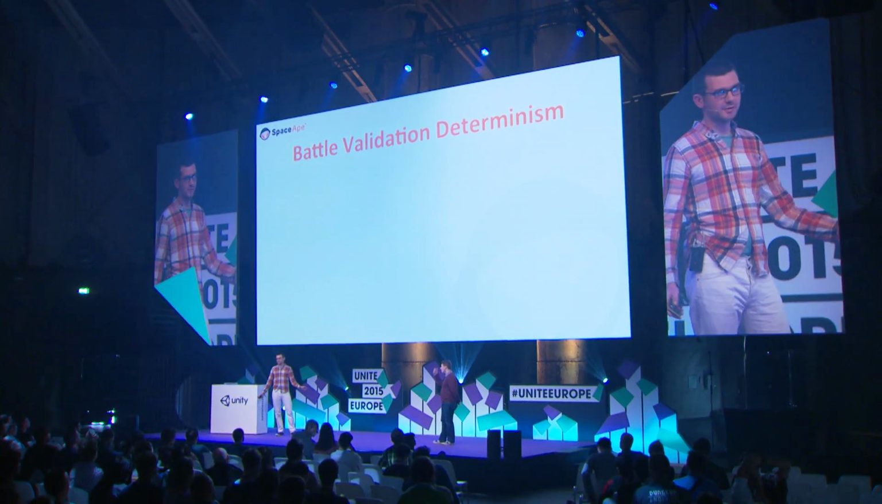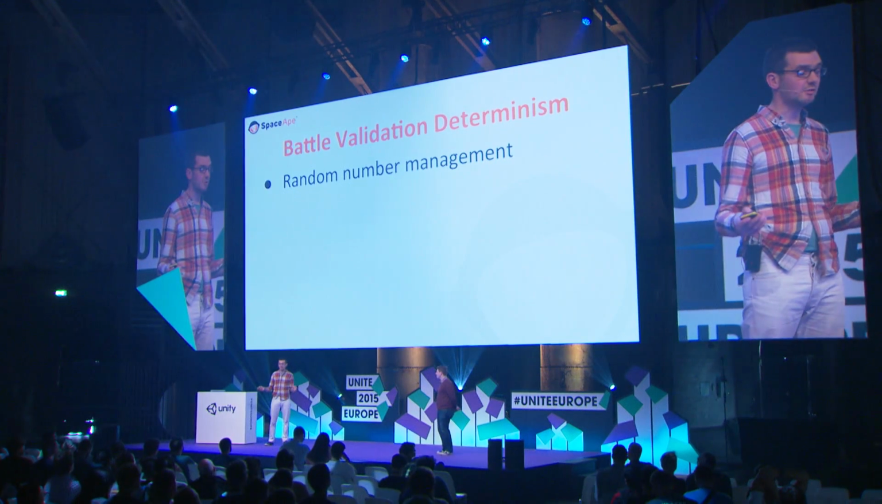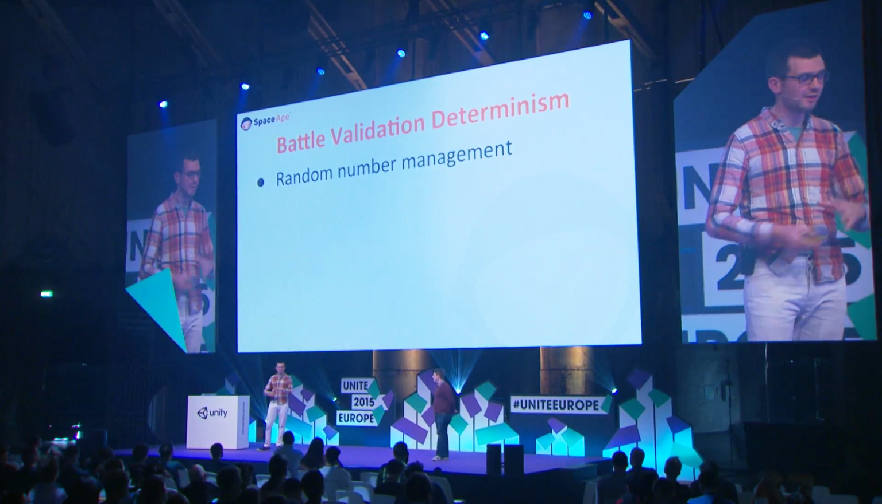So what kind of deterministic problems were we running into? I mean, the most obvious, foremost one is probably how you manage your random number generators. Every game has pseudo-random number generators, pretty much. And you just need to make sure that you're using the right number generator in the right places, and that when you set up your battle, the states all initialize properly and this kind of stuff.